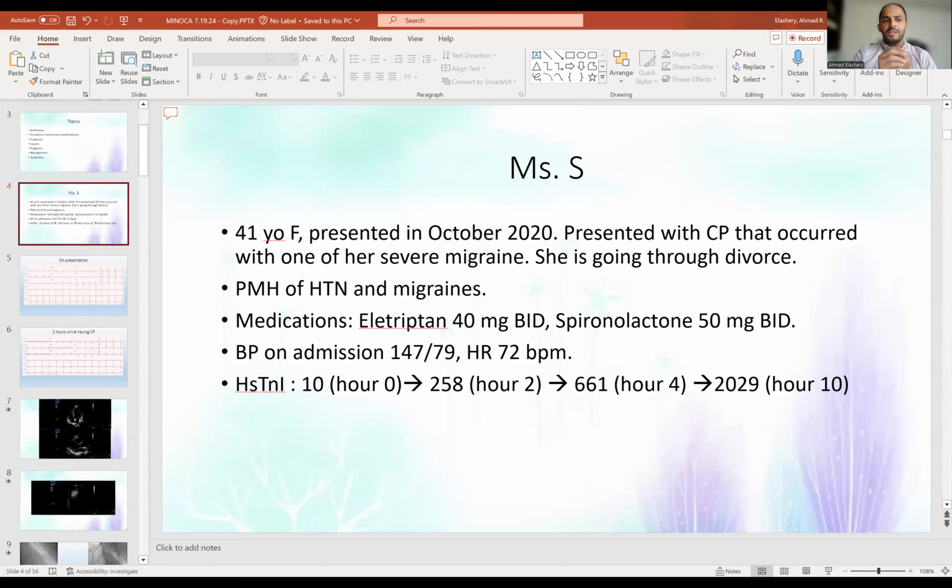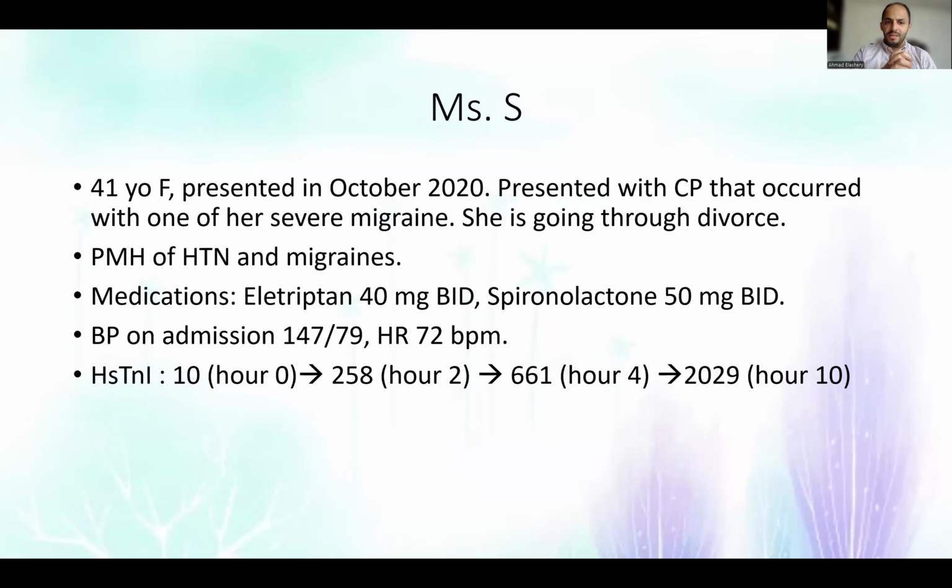Okay, so this is another 41-year-old female who presented in October 2020 with chest pain that occurred while she was having a severe migraine. She's going through a divorce and very stressful times. Her past medical history is significant for hypertension and recurrent migraine headaches. She takes L-triptan and spironolactone for her headaches.